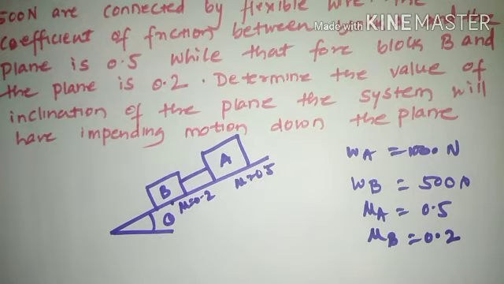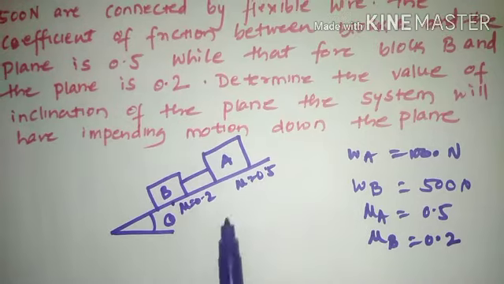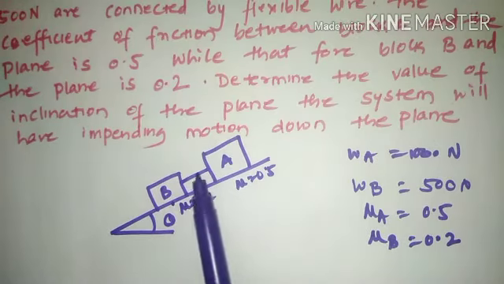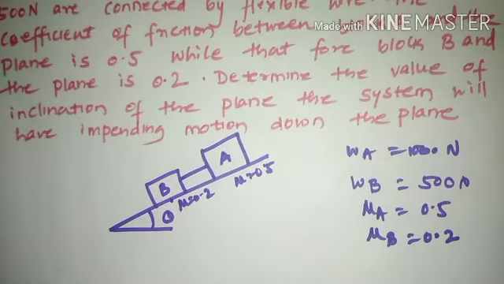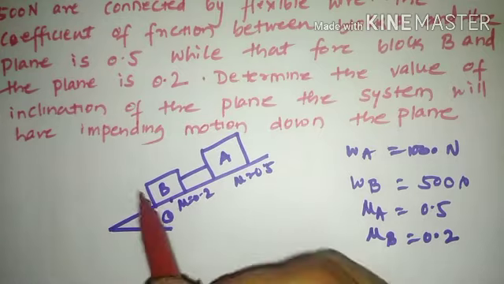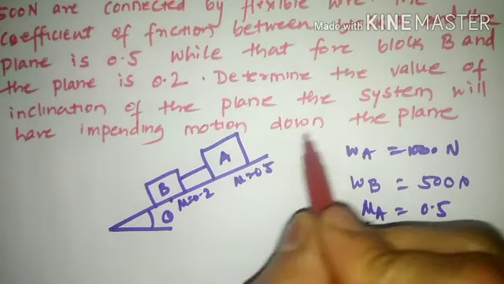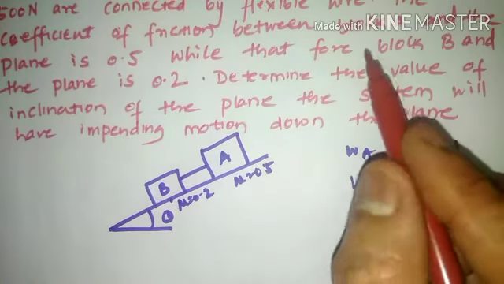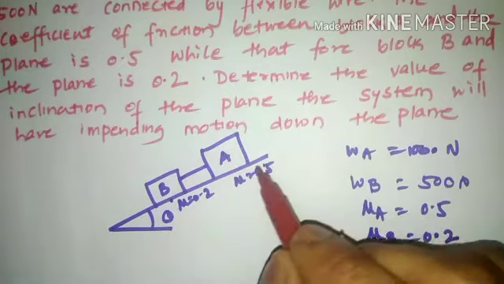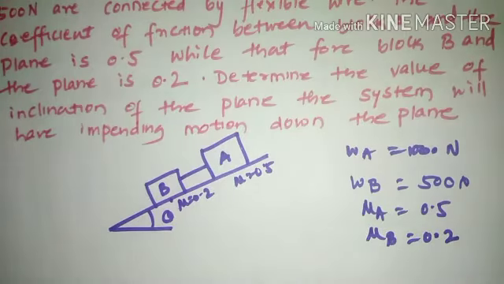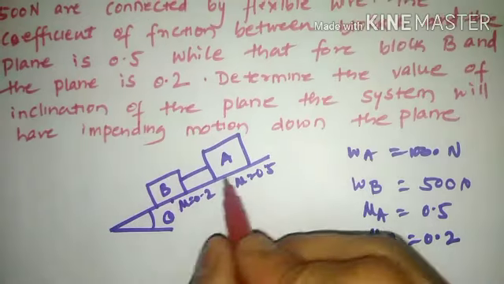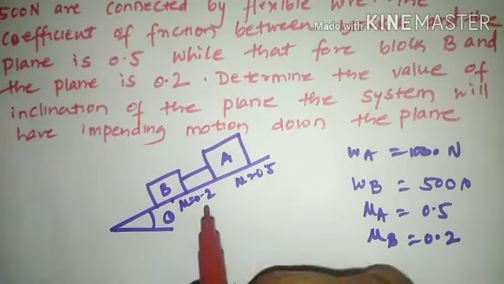So we need to determine the value of the inclination of the plane so that the system has an impending motion down the plane. There is no possibility that block A and B on their own will try to move in the upward direction, because you don't have any external agency to make them move upward. Because of gravitational attraction, the tendency of these blocks is always to slide down the plane, which indicates block A and block B will always have the tendency to move in the downward direction.